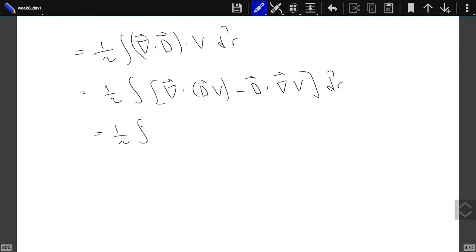Well, the first term is just the surface integral of D times V over the boundary of my volume. And then I have 1 over 2 D dot E.